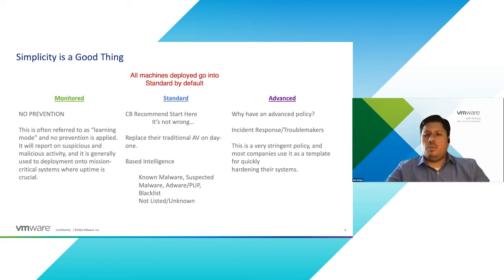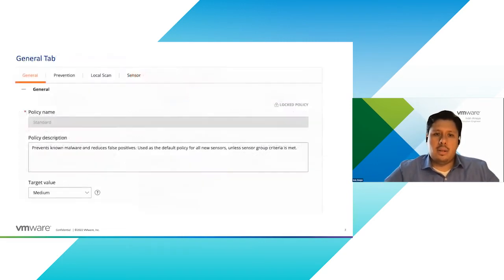We recommend that if you have a system that needs critical attention, or if you suspect that you're under a security breach, you probably move your most critical assets to an advanced policy. But again, this is more for incident response activities or for troublemakers, machines that keep triggering a lot of alerts, where there's probably some policy that needs tuning. So this is more like a hardening policy, and it's recommended just for very specific scenarios.